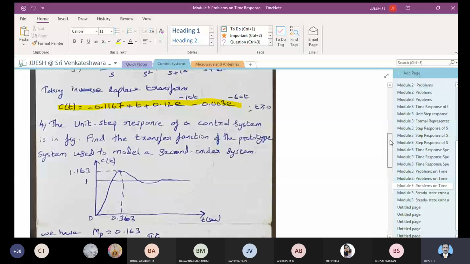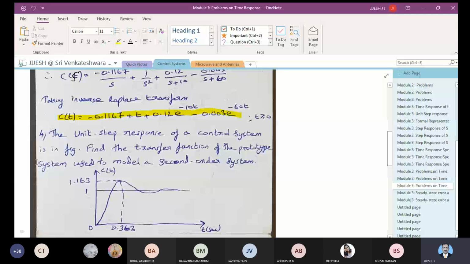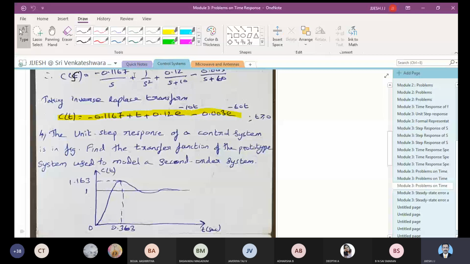Here you are given the figure, where the values are given in the figure itself. You can see the values 1.163 and 0.363. We have to use these values and solve it. So you can note down this question: the unit step response of a control system is in the figure. You need to find the transfer function for the second order system.